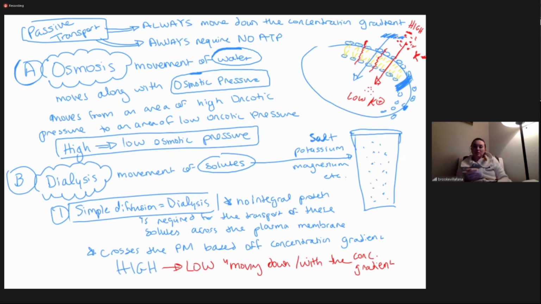Simple diffusion just passes through the phospholipids. So remember how I said the phospholipids are kind of just floating, just hanging out. There are little tiny gaps or spaces in between the phospholipids, right? And those little tiny spaces allow passage of things in between them. So if you picture, here's my phospholipid here, and my lipid tails here. Anything that can fit or wiggle its way through that gap can pass through. And that would be simple diffusion or dialysis, because it's just going to move from high to low.